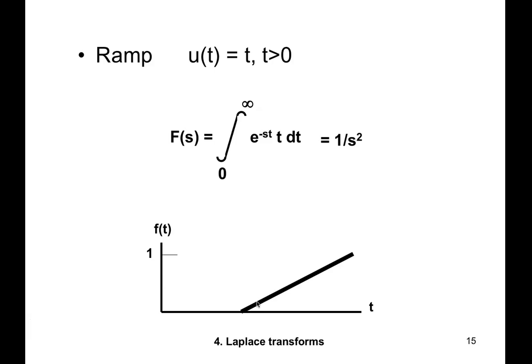Just a recap. Delta, which is the impulse signal, in the time domain is infinite, but in the frequency domain is 1. Unit step in the time domain is 1, and in the frequency domain is 1 over s. Ramp signal in the time domain is t, and in the frequency domain is 1 over s squared.